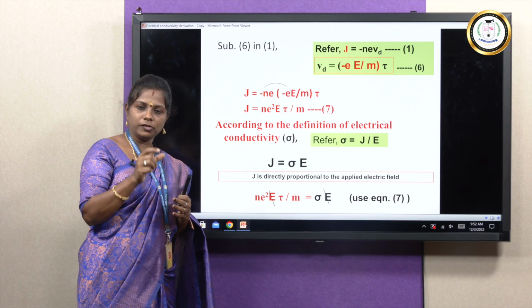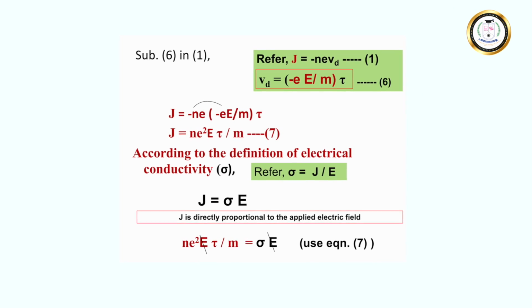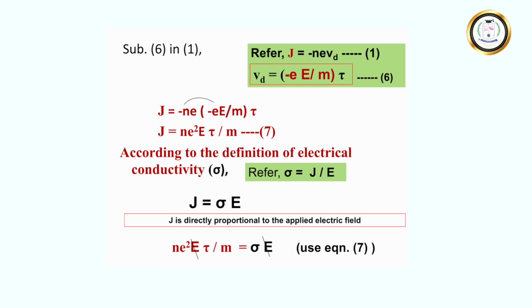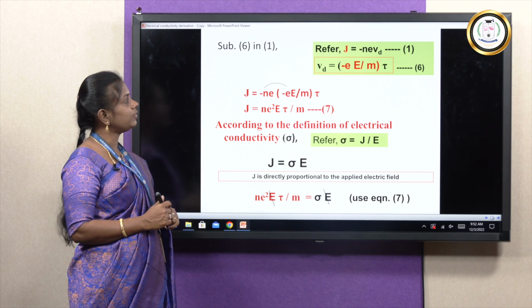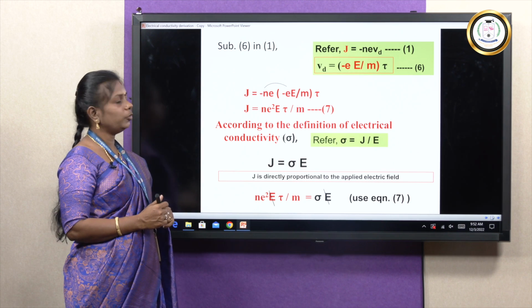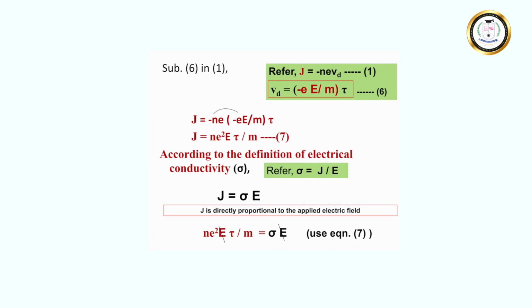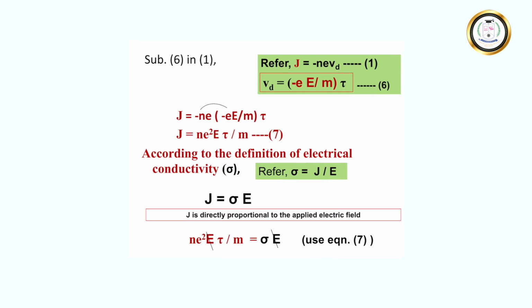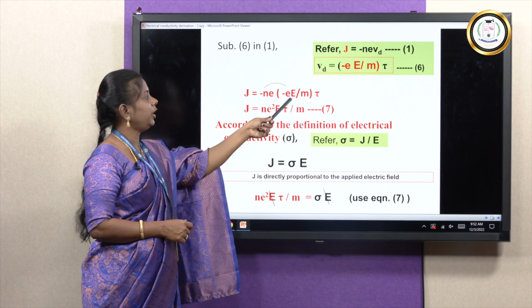So, to derive J, we are in need of drift velocity, because in equation 1 it is given as J is equal to minus N e Vd. From equation 6, drift velocity is derived as minus eE by m into tau. So, now we are going to substitute equation 6 in 1. So, J is equal to minus N e into Vd, where Vd from equation 6 is minus eE by m into tau.